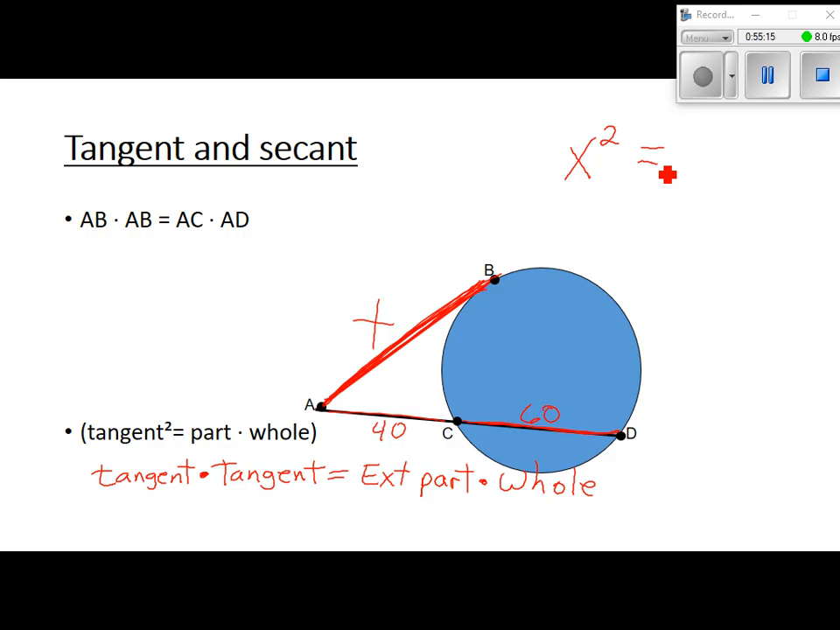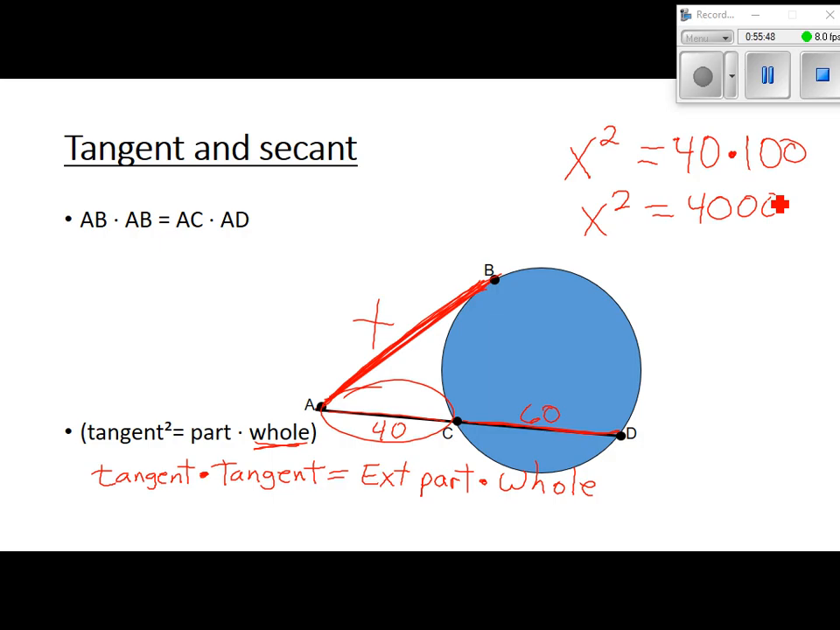What's the exterior part? 40. What do we want to multiply that by? The whole thing, right? Times 100. x squared stays the same. What's 40 times 100? 4,000. Which one is it? I heard three different answers. 4,000. Three zeros. Are you sure? Yes, because I see three zeros.